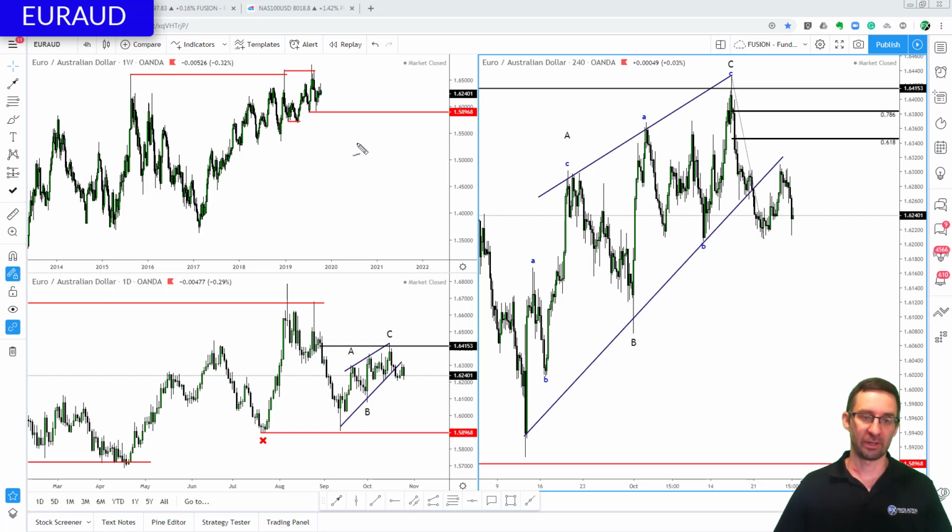Now I'm not going to discuss the whole setup. You can look at last week's episode if you want to see that. But in short, we had this little ABC move up, and we've never taken this liquidity, and I believe now we're going to at least come down to this liquidity over here.